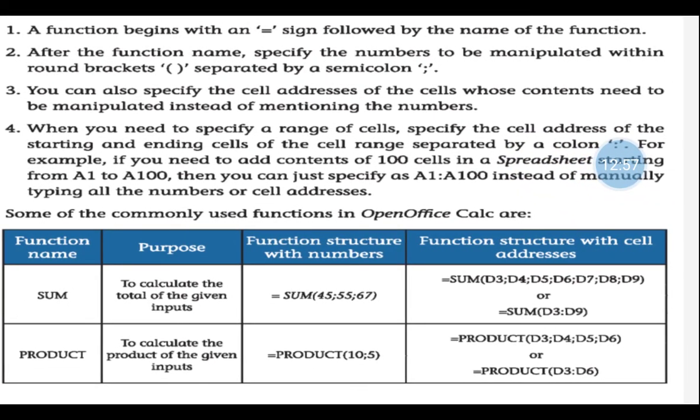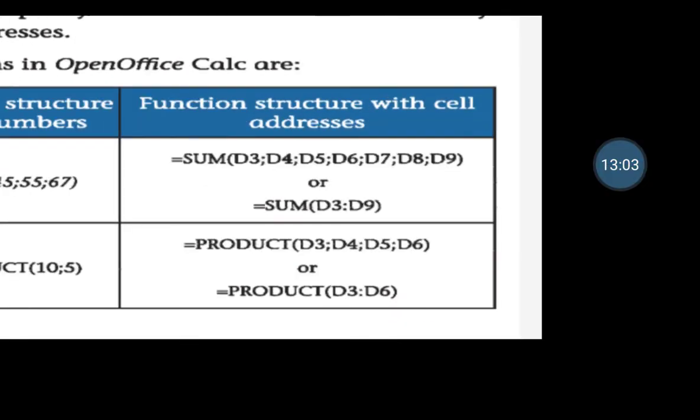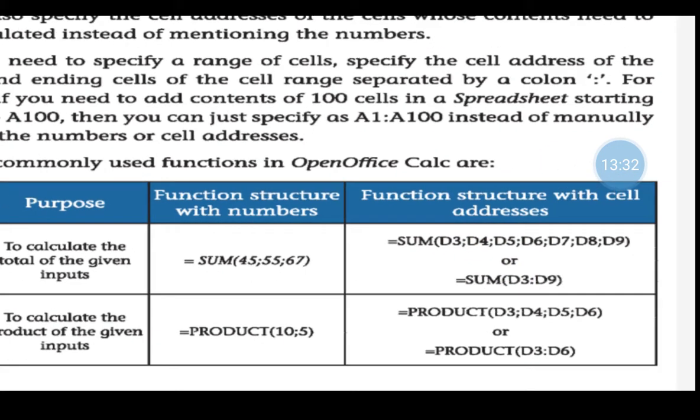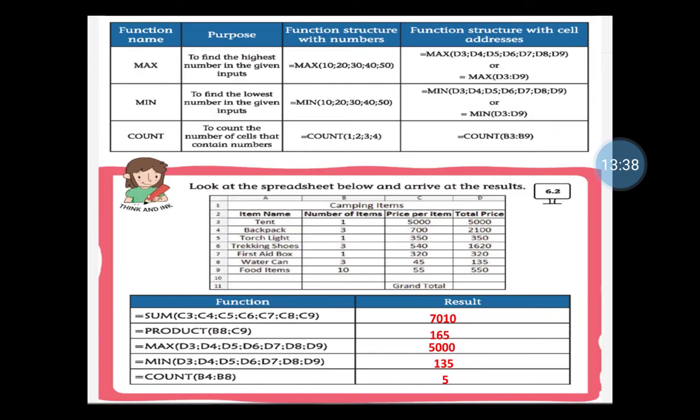Next one, product. This is also written the same way, but when you are directly writing the numbers, you have to use the semicolon here. When you are writing the formula from starting to ending cell, then you have to use the colon. When writing particular cell addresses, you can also use the semicolon. This is colon, this is semicolon, so this is one difference. You have to put this correctly, then only the answer will come. If you make any small mistake, then an error will come.